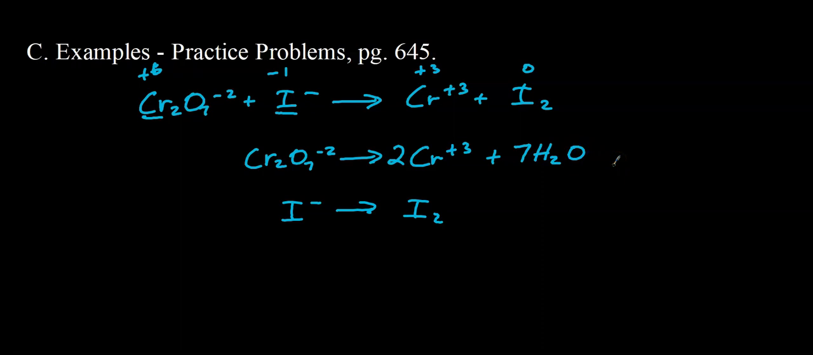Next, we want to balance hydrogen. So we now have 14 hydrogens on the right. And we're going to balance hydrogen by adding H plus. 14 H pluses, not 7 H pluses, 14 H pluses.